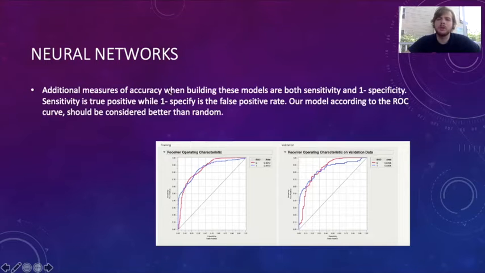Additional measures of accuracy are both the sensitivity and 1 minus specificity. Sensitivity is the true positive rate, while 1 minus specificity is the false positive rate. Our model, according to the ROC curve, should be considered better than random.